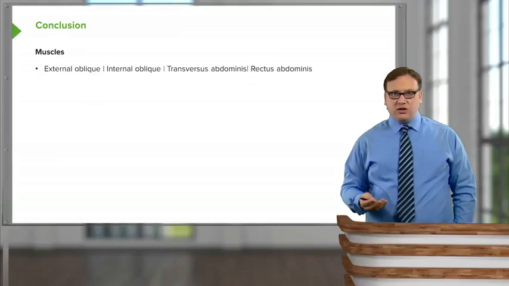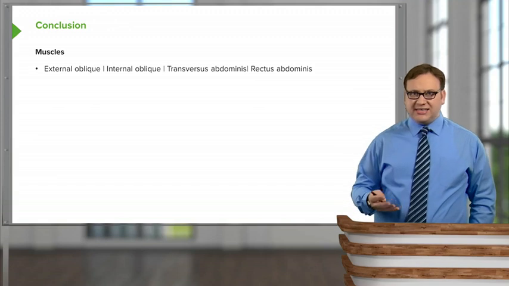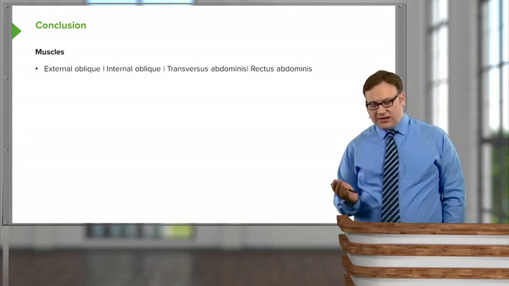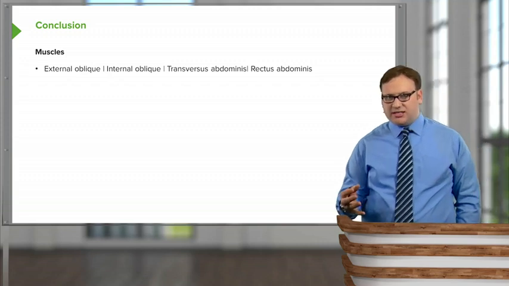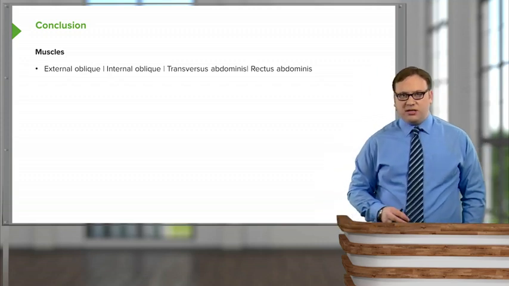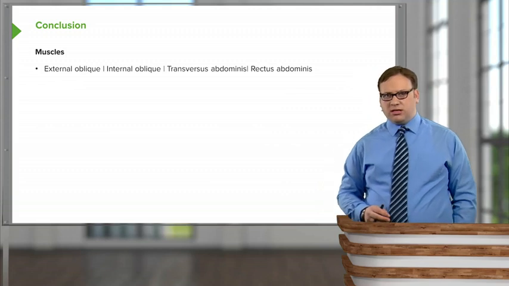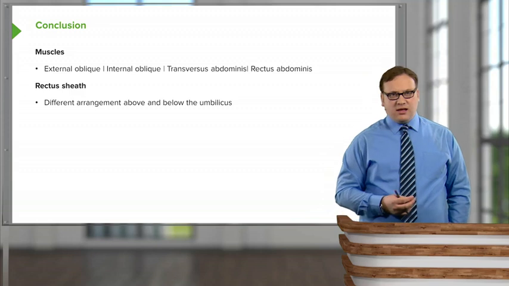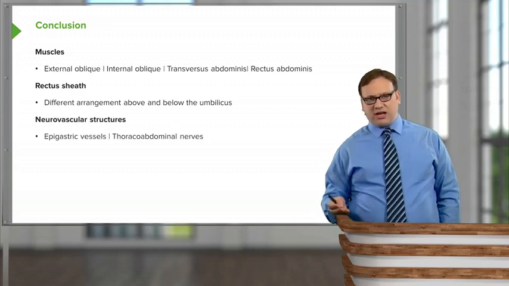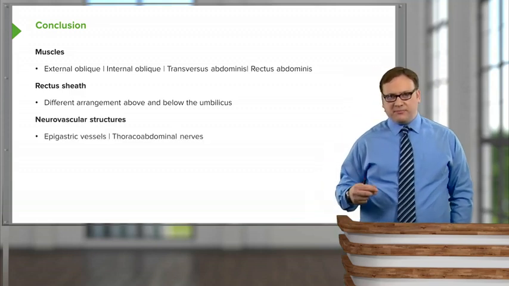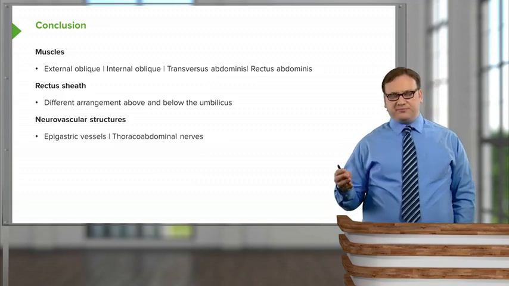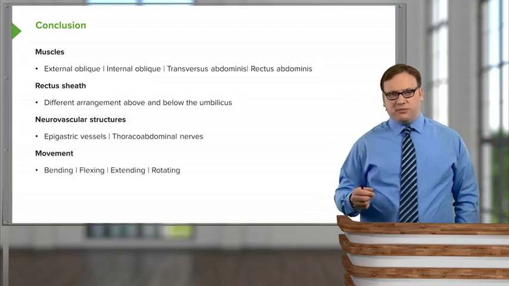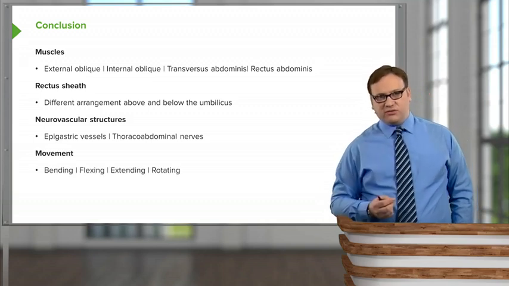So in summary, in conclusion, we've looked in quite a lot of detail about the origin, the insertion, and the innervation of a whole series of muscles, which we can see here: external, internal obliques, transversus abdominis, and rectus abdominis, those important muscles, and how those muscles were arranged to form the rectus sheath. And then towards the end, we've looked at the epigastric vessels, superior, inferior, and the thoracoabdominal nerves that innervate them. And then finally, we looked at movement, the bending, flexing, extending, and rotating of the trunk.